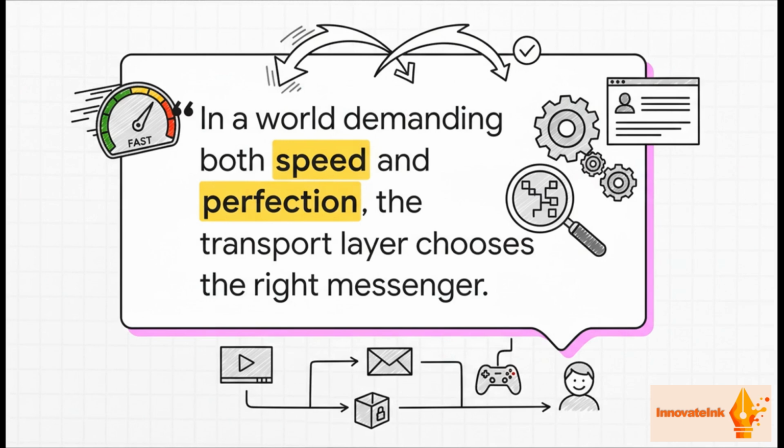And that really is the perfect way to sum it all up. The transport layer is a masterclass in making the right trade-offs. It's this constant, dynamic balancing act between going fast and being perfect. So the next time your game stutters for just a split second, or that huge file you downloaded arrives without a single error, you'll know why. It's the transport layer, deep in the machine, choosing the right messenger for the job, making sure the internet just works.